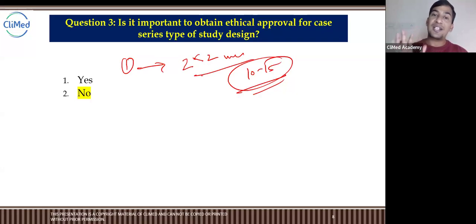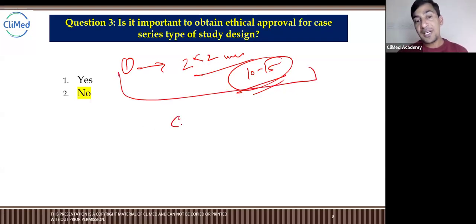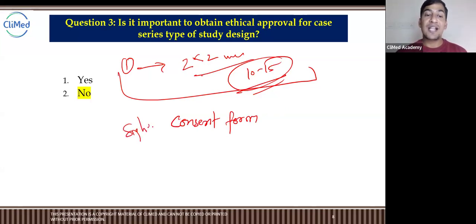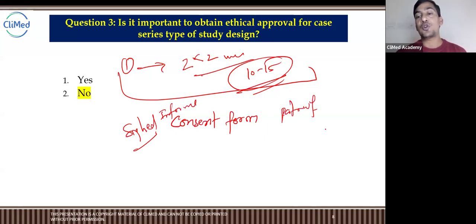When you are reporting a case that comes under a rare disease, rare problem, or rare combination, ethical approval is waived off completely for case reports and case series. But what you compulsorily need is the consent form of the patient, or patients. You need a signed informed consent form from the patient if it is a case report, or patients if it is a case series. You understand that?